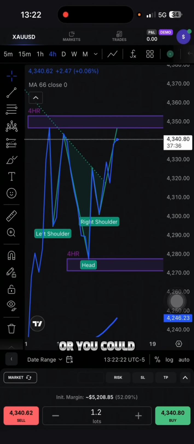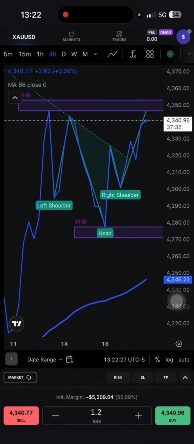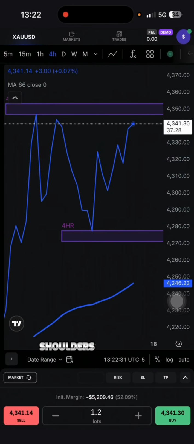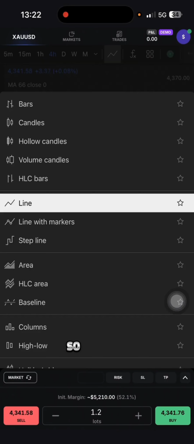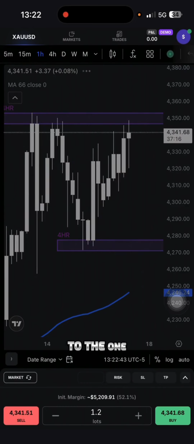Or you could just go on the line chart, it shows it beautifully. You see the inverted head and shoulders, beautiful. So back to the candlestick. Okay, so once you know that and put all of that together, we go down to the 1 hour.